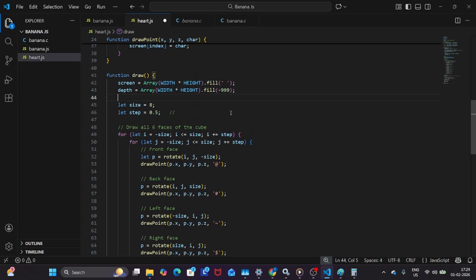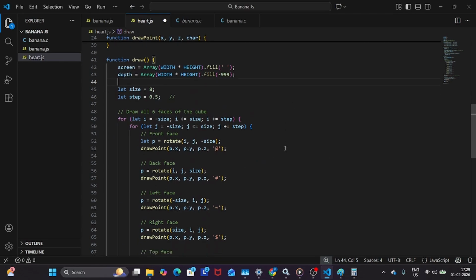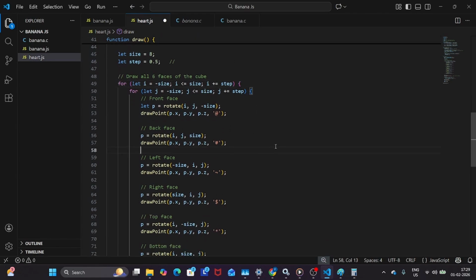Now what is outer here? There are nested loops that go through every coordinate on the face. This outer loop covers the rows of a sticker horizontally, and this is the column vertically, and all 6 faces are drawn inside these loops. Without loops you would have only 8 corners, no filled space, and it would look like a skeleton. This is why it is very crucial.